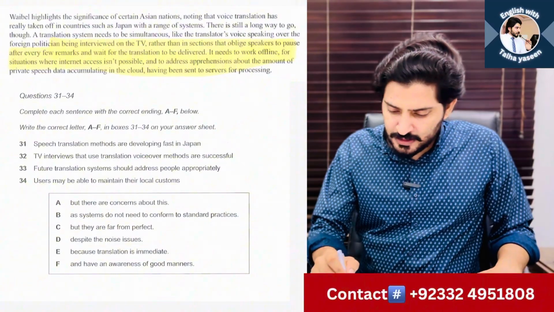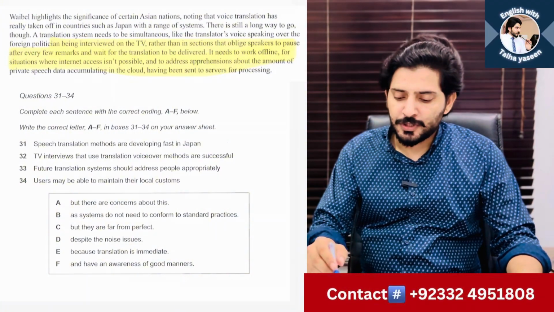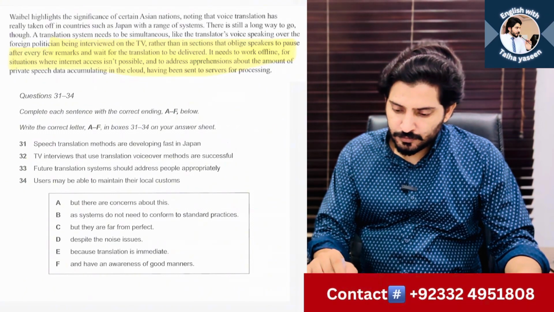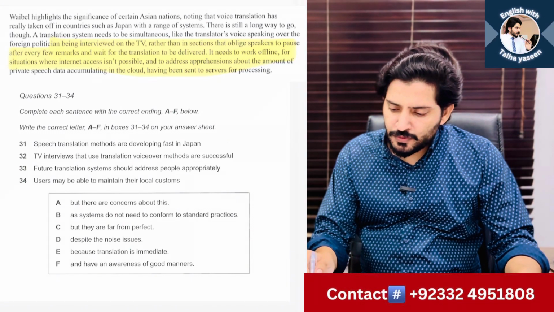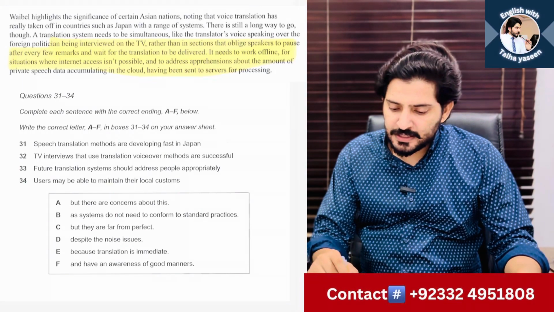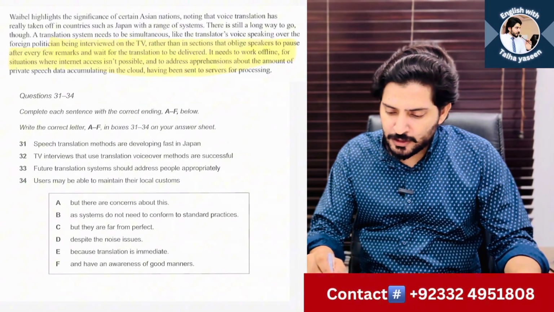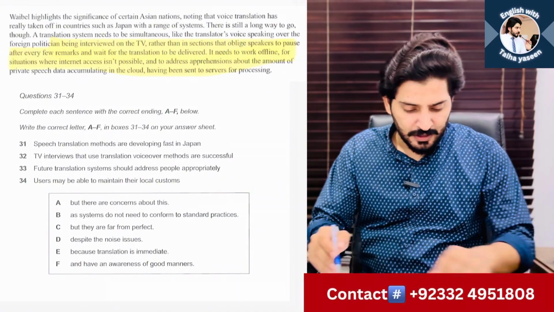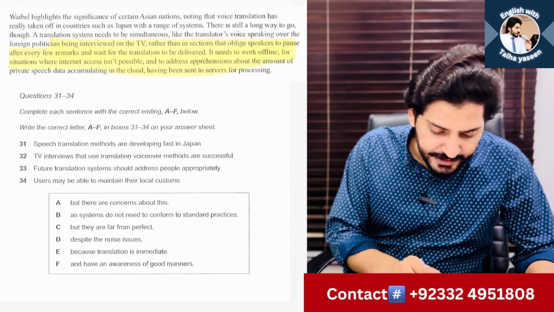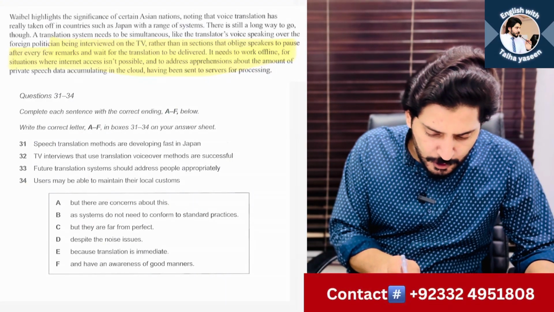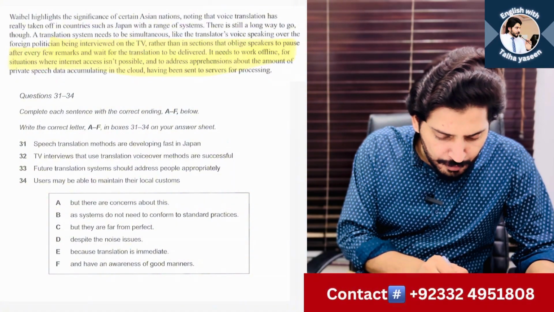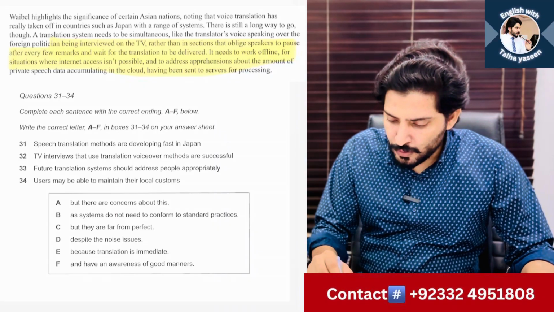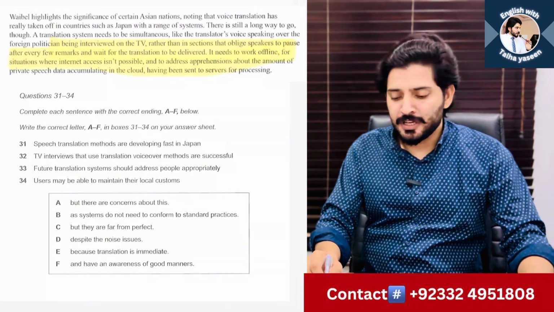Let's look at the options. Let's read the remaining options. There are concerns about this? No. As systems do not need to conform, there is no mention of standard practices. Charlie has been chosen. D. Despite the noise issue? No, because translation is immediate. If you read the passage, it says, in sections that oblige speaker to pause after every few remarks and wait for the translation to be delivered. So, because translation is immediate.